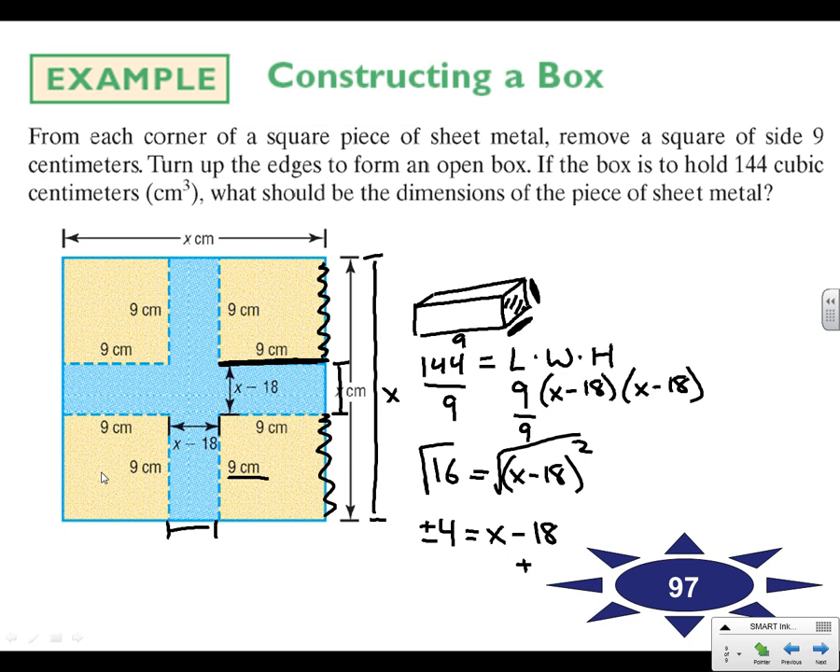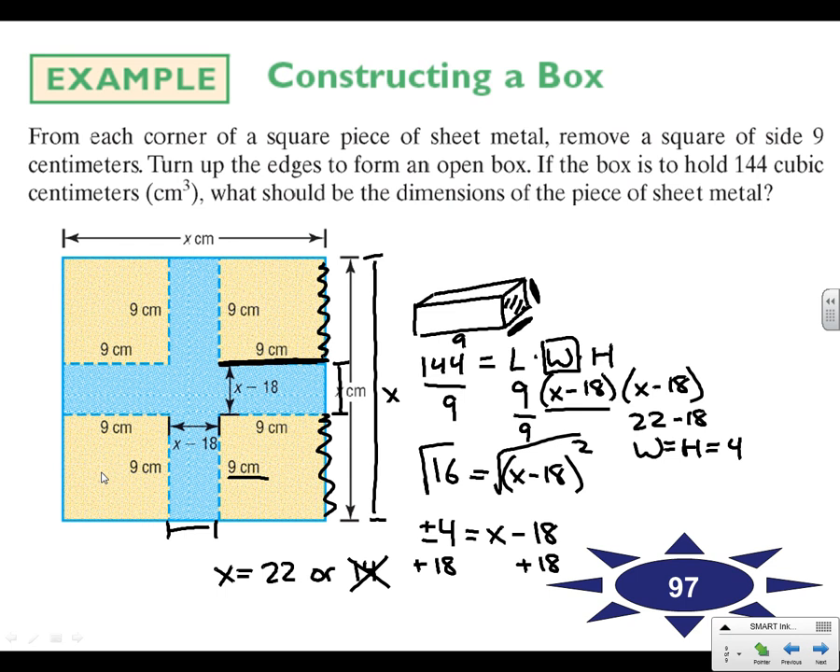We're going to add 18 to both sides. All right, so the answer is either 22 or 14. All right, and so we have to take a look. This is going to be the height here. X is going to be that. Now, we know that the width and the height are both x minus 18. Okay? If x is 14, 14 minus 18, that's a negative side length. That's not going to work. So we know that the width and the height must both be 22 minus 18. The width and the height are both going to be 4.